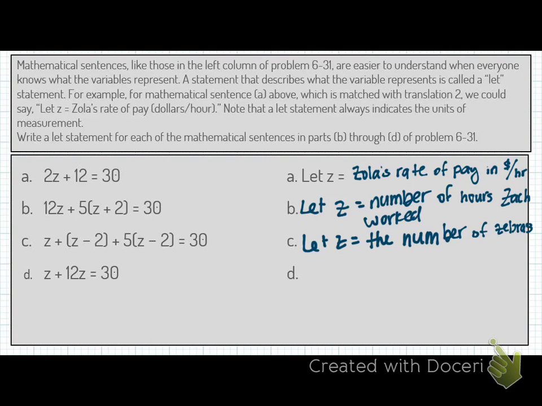Okay, D. What is D equal to here on this last one? Eva, on letter D, what is Z equal to? Ounces of zinc. So tell me a let statement. Let Z equal, start with that. Good. There you go.